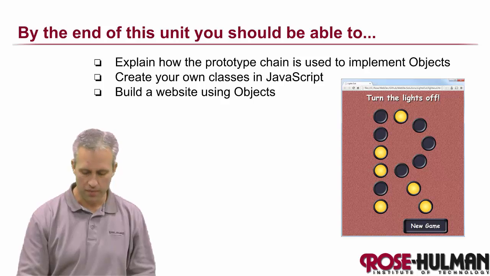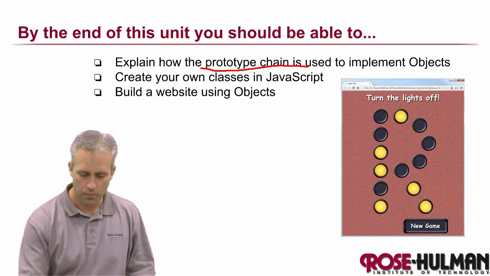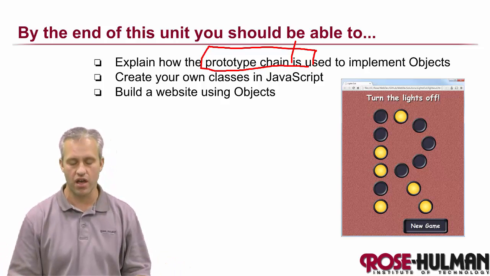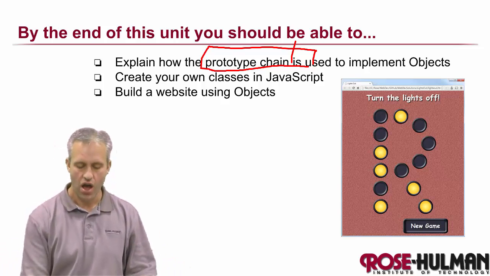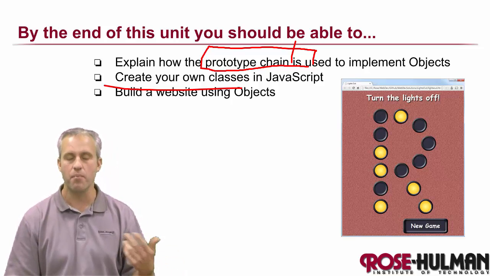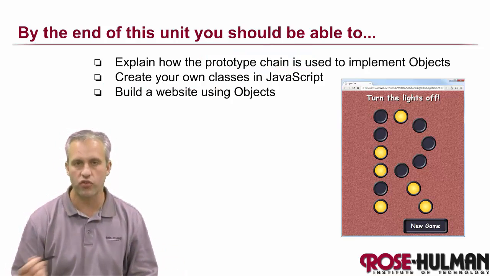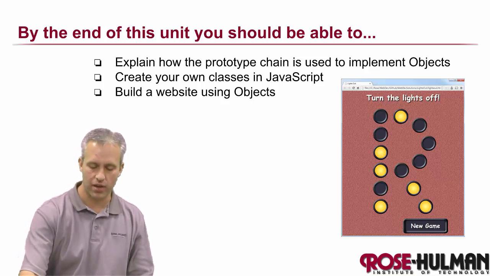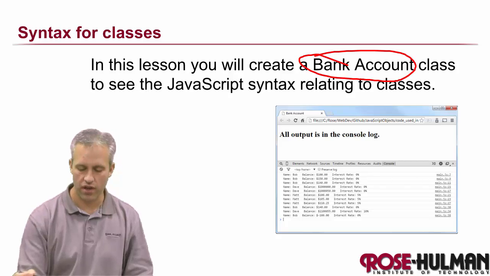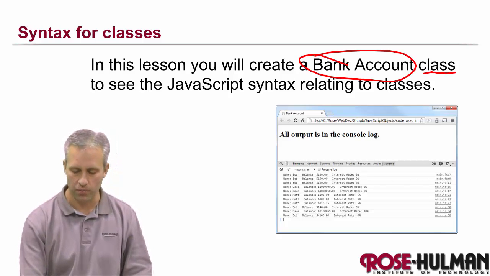What we're going to be talking about is how JavaScript uses a prototype chain to do its classes and how it makes objects. We're also going to be getting some practice in creating our own classes and building up a few of these things. I think that's really the best way to learn, kind of by example. So we're going to be providing an example. We're going to be doing some bank account things. We're going to make a class called bank account.